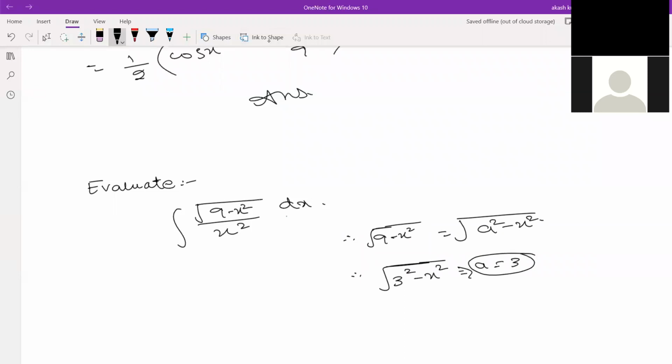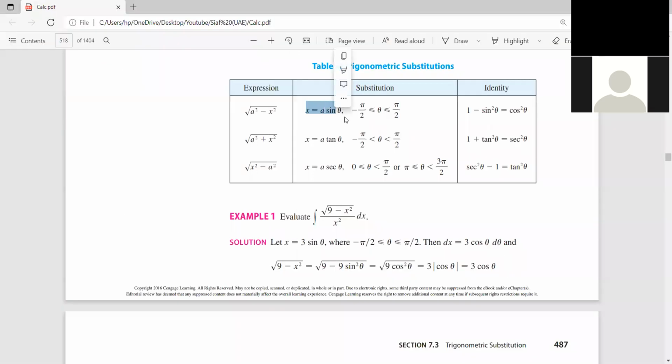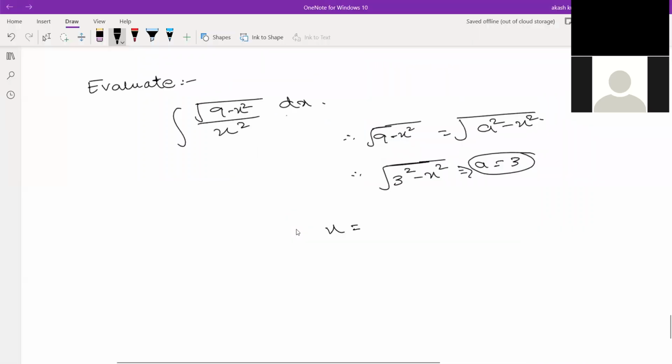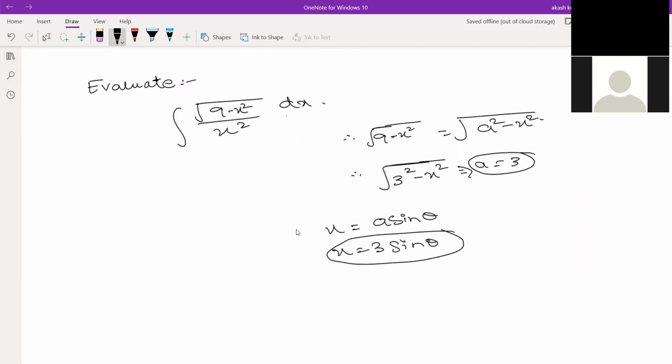And now I have to see what the substitution is here. The substitution is x equals a sine theta. So x equals 3 sine theta. This is the substitution that I can place here instead of x. Now I need to find out what dx is. So dx is equal to 3 times the derivative of sine, which is cos theta, d theta.